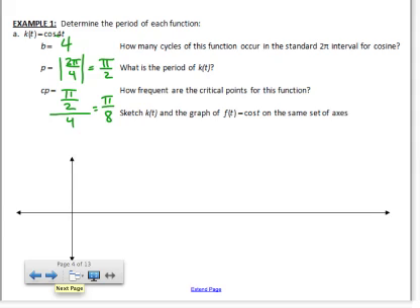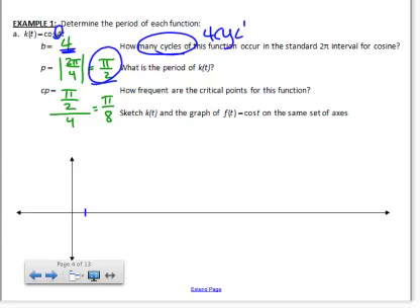And now this is where things get tricky on the graph. All right, what we're going to do is look, one period is pi over 2. So the other thing is how many cycles occur. In the standard 2 pi interval, the 4 means you're going to get 4 cycles. You're going to get 4 cycles in the standard 2 pi interval.